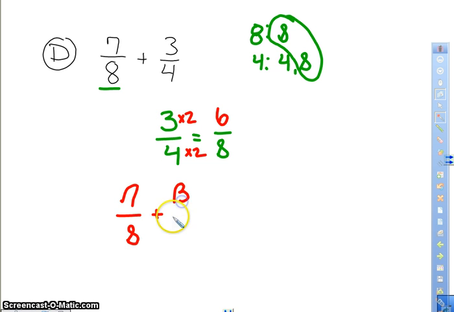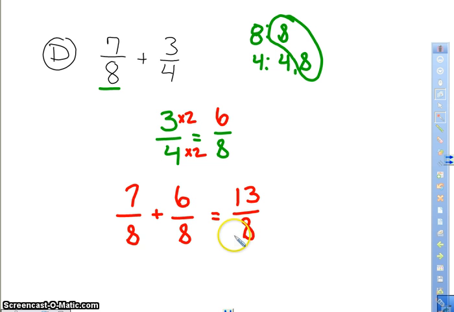plus 3/4. Here's my lovely pen. Oops, I wasn't supposed to write 3/4 anyways. Fix my 7 here. So I have 7/8 plus 6/8. My pen will cooperate. There we go. So I'm going to add my numerators. 7 plus 6 is 13. My denominator stays the same.